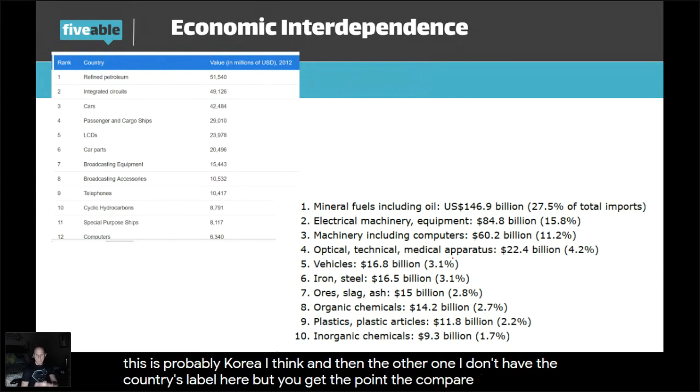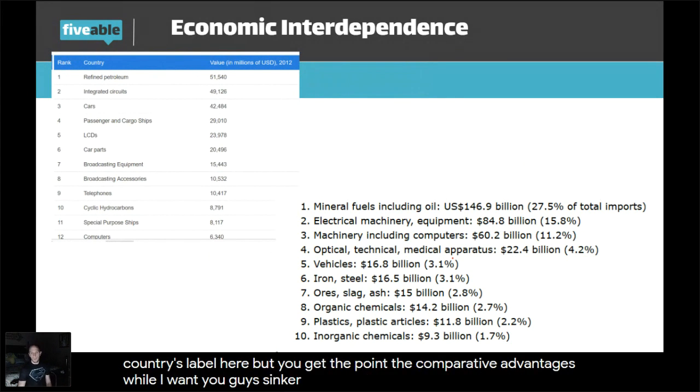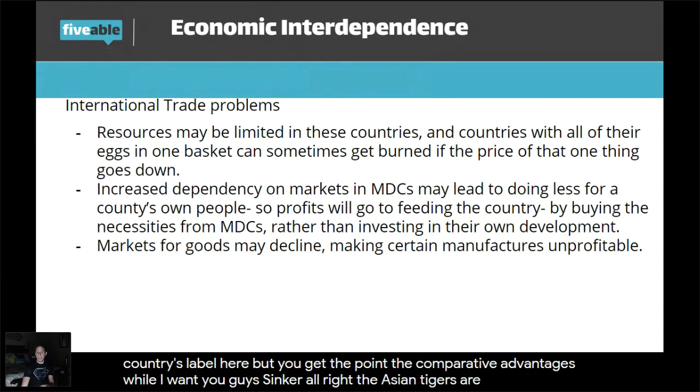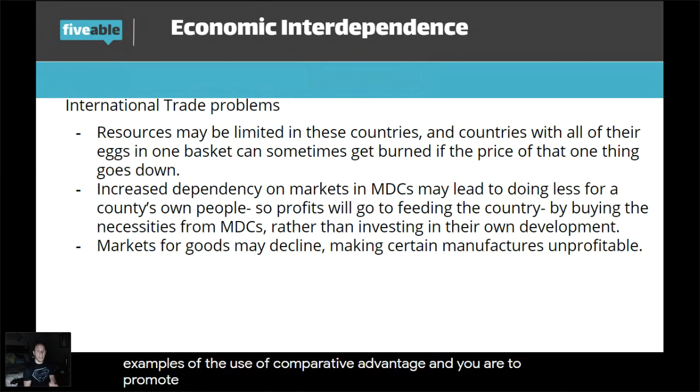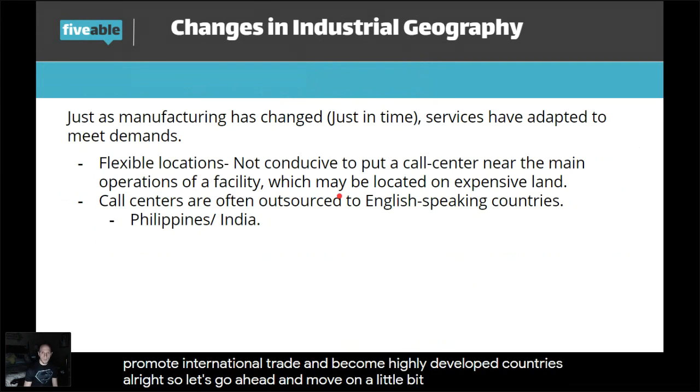The comparative advantage is what I want you guys seeing here. The Asian tigers are great examples of the use of comparative advantage in order to promote international trade and become highly developed countries. All right, so let's go ahead and move on a little bit. Trying to get through as much as I can.